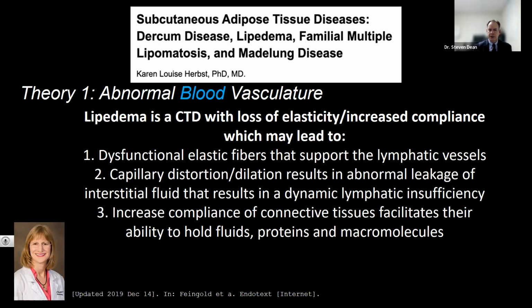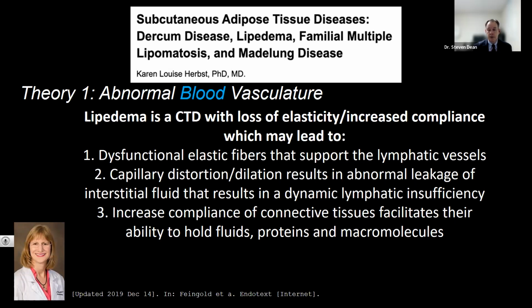And again, this is all based on the fact that lipedema now is classified as a connective tissue disease with inherent loss of elasticity and increased compliance, which may lead to, number 1, dysfunctional elastic fibers that support the lymphatic vessels. Number 2, capillary distortion or dilatation results in abnormal leakage of interstitial fluid that overwhelms the, at least initially, functioning lymphatics. If you assume they are at least initially normal, that may not be the case, but regardless, results in a dynamic lymphatic insufficiency. And finally, these dysfunctional elastic fibers lead to increased compliance of your connective tissues that facilitates their ability to hold on to fluids, proteins, and macromolecules.